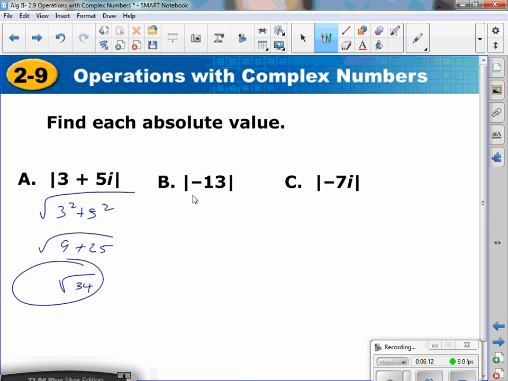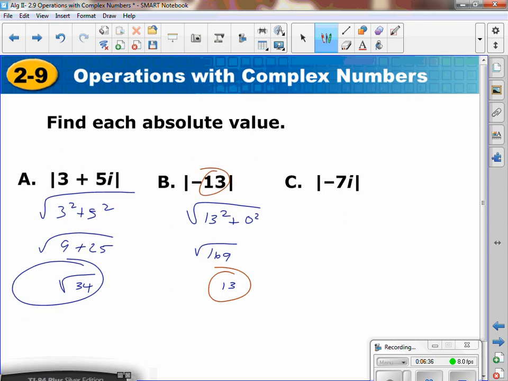Now, part B, you have square root of 13 squared plus, what's the imaginary part? 0, which really just means 13 squared is 169. Your square root is not square root of 13. Why is it 13? Why is this equal to this?